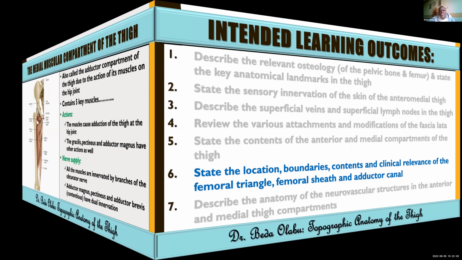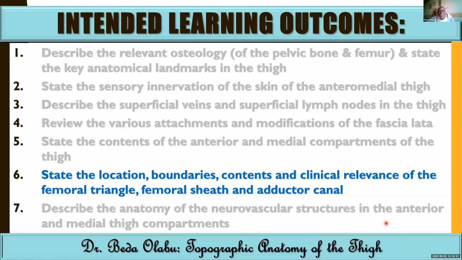The other muscle that you've learned so far that has dual innervation, which should be in your head, is the biceps femoris muscle, the long head receiving the tibial nerve and the short head receiving the common peroneal nerve.